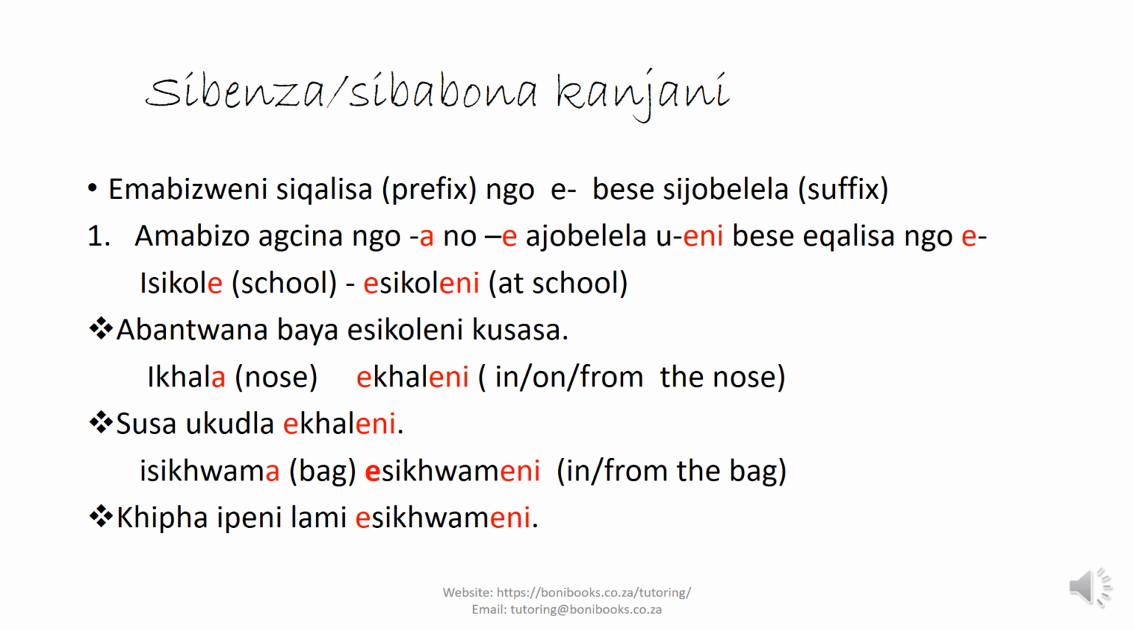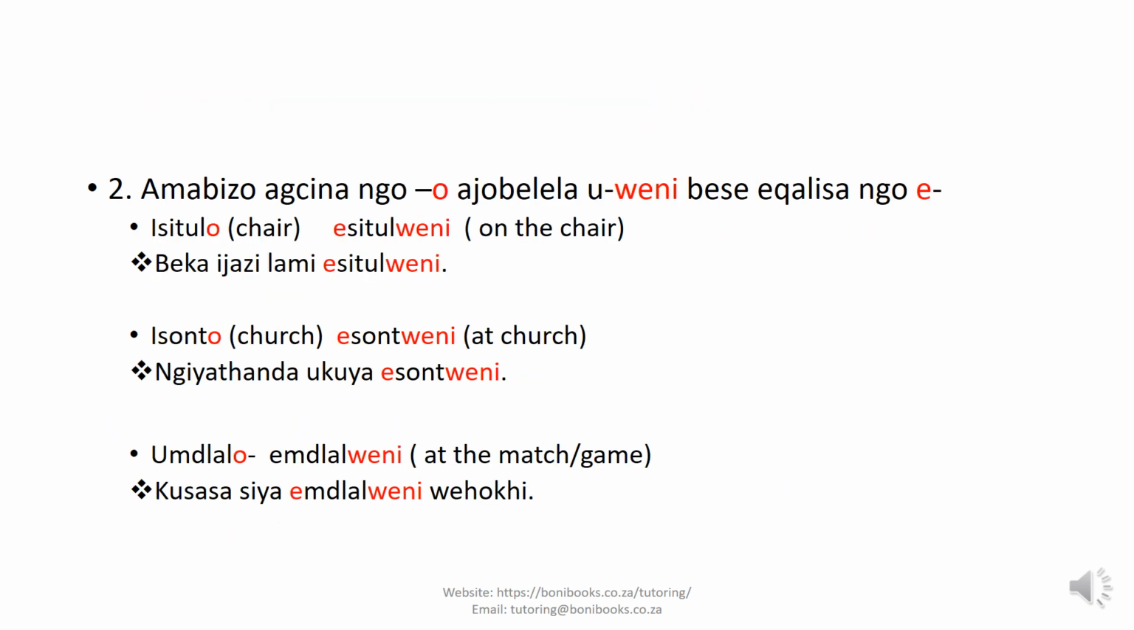So now we've been looking at those nouns that begin with an a and the e. We are going to continue to look at the other nouns that end in other vowels and see how we do our locatives. Let's go on to the next set of nouns. The next set are the nouns that end in a vowel o. Like the noun isitulo.